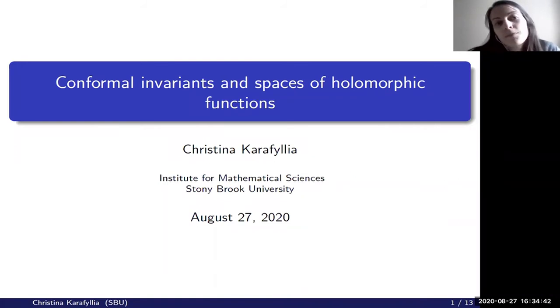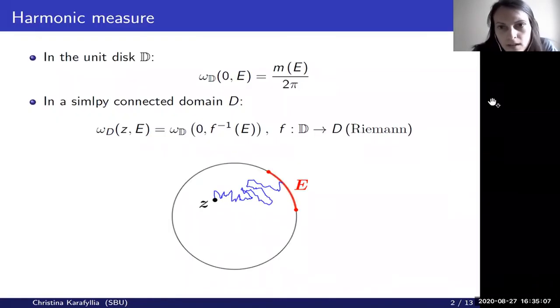Some of the most well-known conformal invariants are harmonic measure and hyperbolic metric. And today we are going to see how we can use them in order to give geometric conditions for a conformal mapping to belong in some spaces of holomorphic functions, such as Hardy spaces. So let's start with some definitions. Okay, first is the definition of harmonic measure.